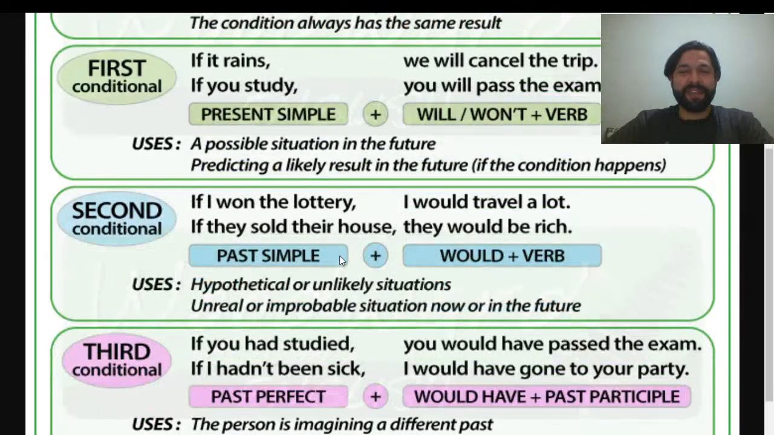Let me just finish about the second conditional here. The second conditional that I asked about the celebrity. Because this is a more hypothetical situation, here we have two examples. If I won the lottery, I would travel a lot. Not impossible, but unlikely. It's unlikely going to happen. Or the next one. If they sold their house, they would be rich. Not impossible, but I don't know. Maybe they need the house, or maybe they just don't want to sell the house. So there are lots of reasons this is not gonna happen.